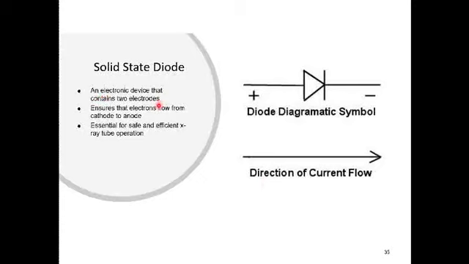So a diode is an electronic device that contains two electrodes, positive to negative, and ensures that electrons flow from cathode to anode. Oh no, something's wrong with my mouse. It's essential for these diodes for safe and efficient tube operation. So we need to make sure we have these diodes in the rectification circuit in order to make sure that our alternating current becomes a direct current. And I'll leave this up for a second so you can write it in your notes if you need to.